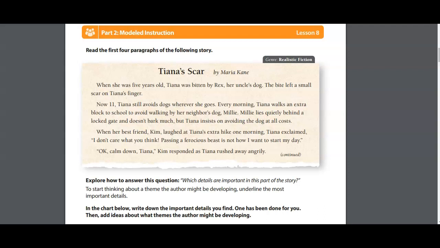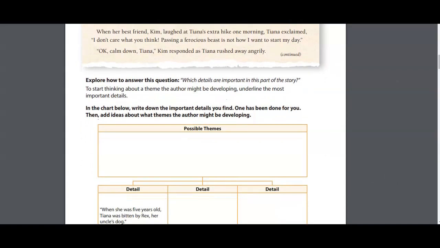When she was 5 years old, Tiana was bitten by Rex, her uncle's dog. The bite left a small scar on Tiana's finger. Now 11, Tiana still avoids dogs wherever she goes. Every morning, Tiana walks an extra block to school to avoid walking by her neighbor's dog, Millie. Millie lies quietly behind a locked gate and doesn't bark much, but Tiana insists on avoiding the dog at all costs. When her best friend Kim laughed at Tiana's extra walk one morning, Tiana exclaimed, "I don't care what you think. Passing a ferocious beast is not how I want to start my day." "Okay, calm down, Tiana," Kim responded as Tiana rushed away angrily.